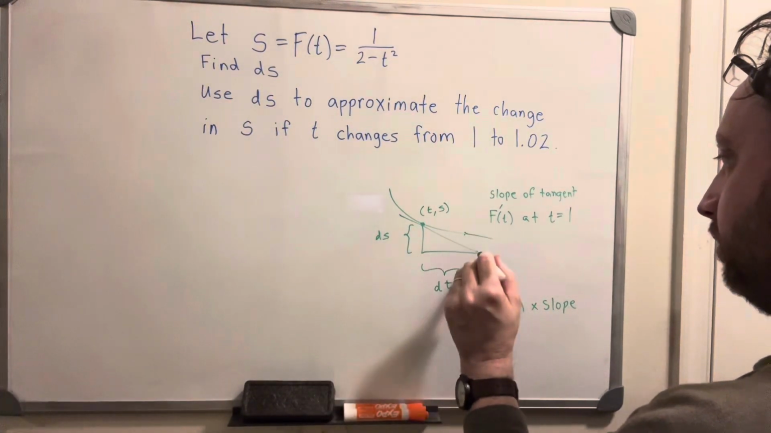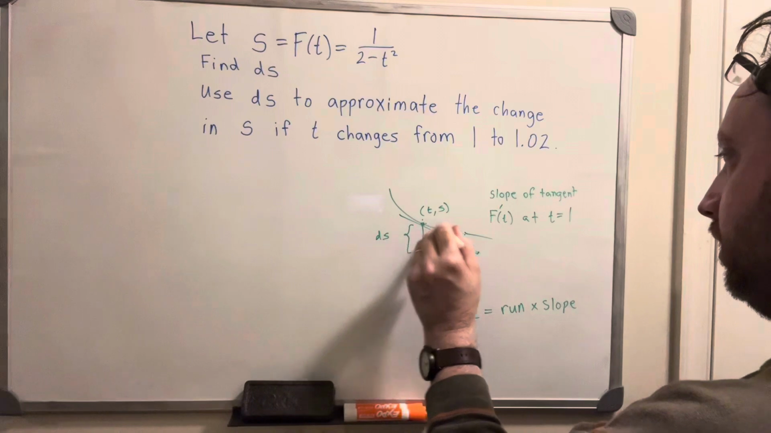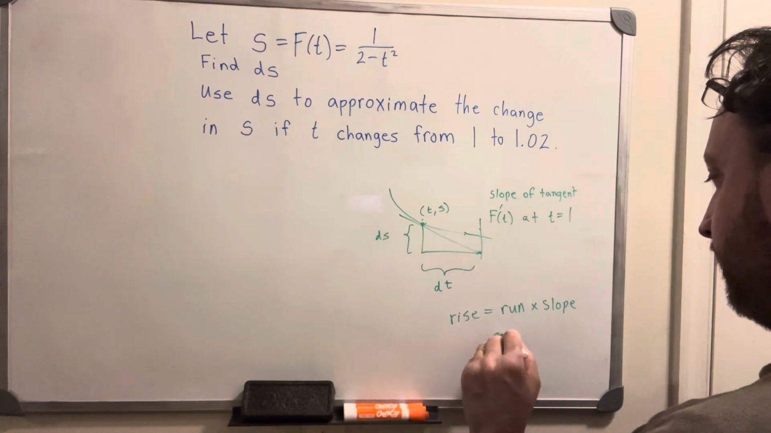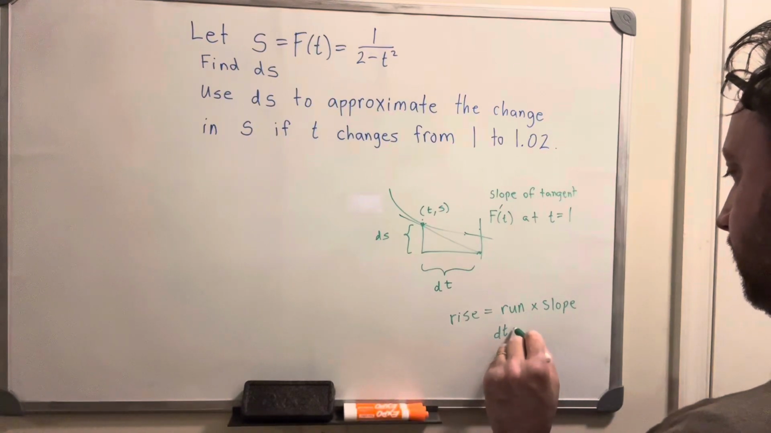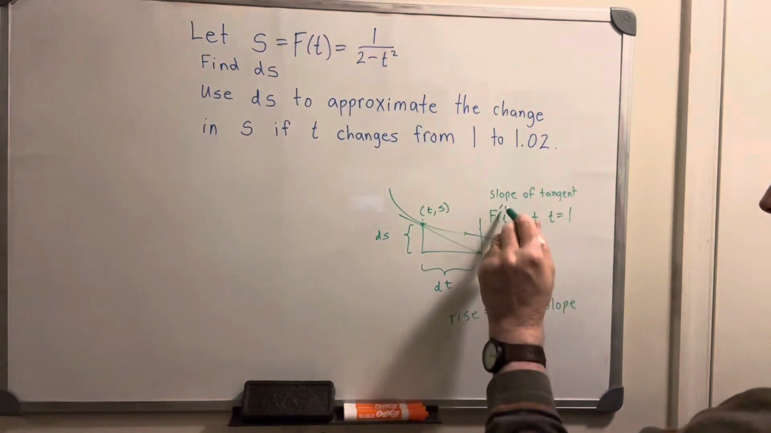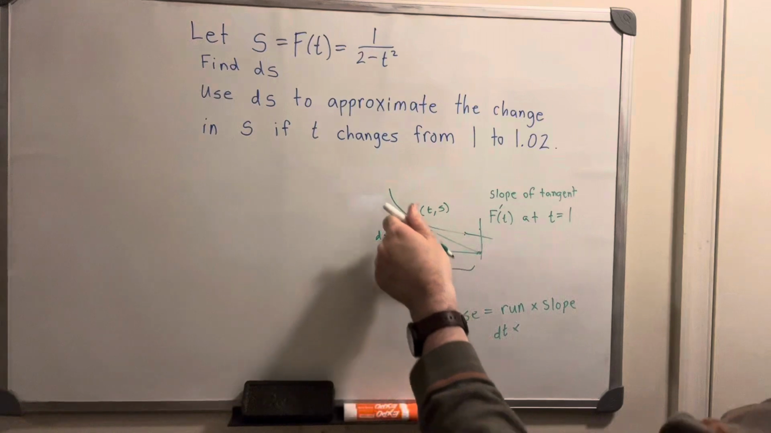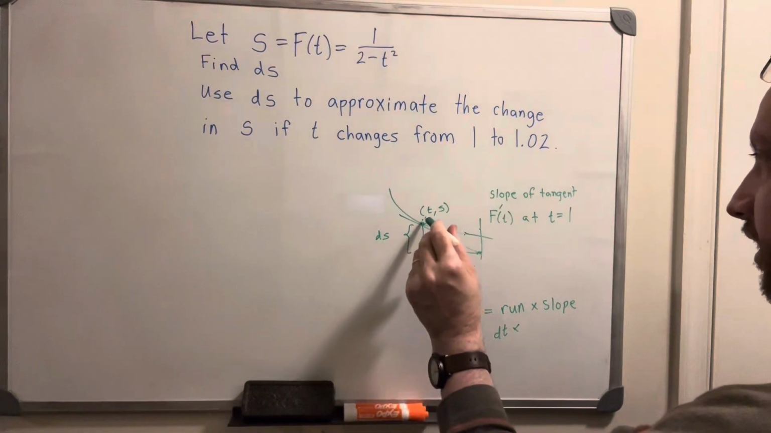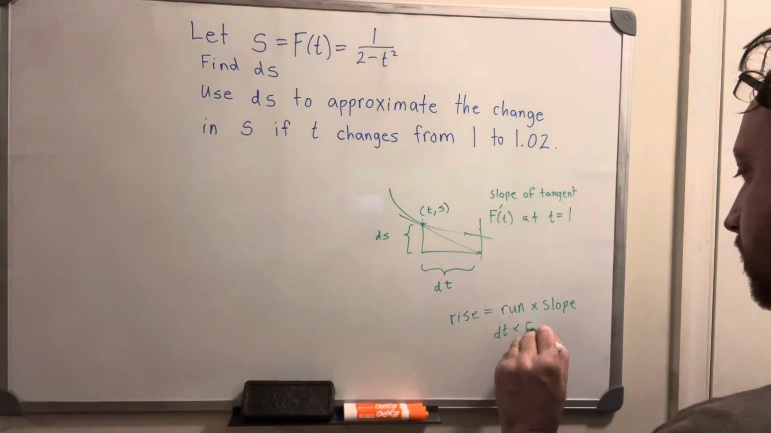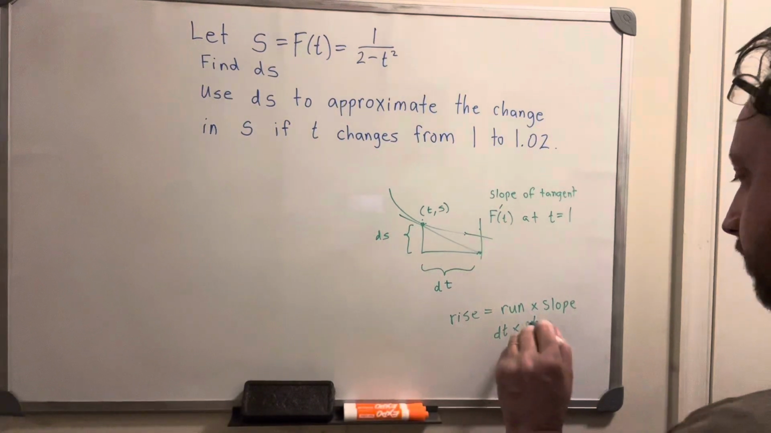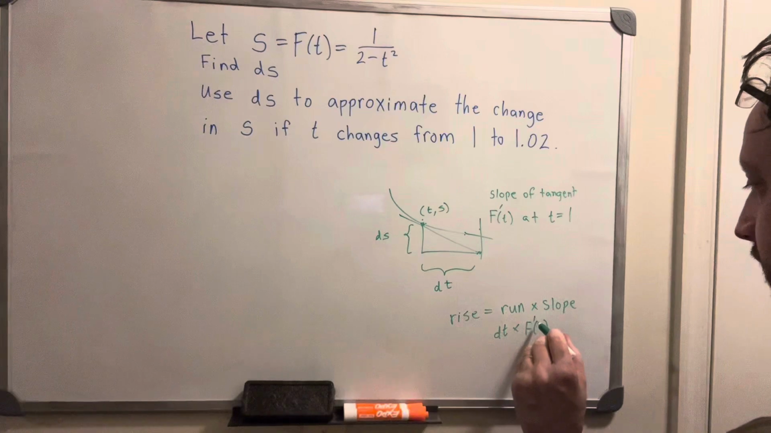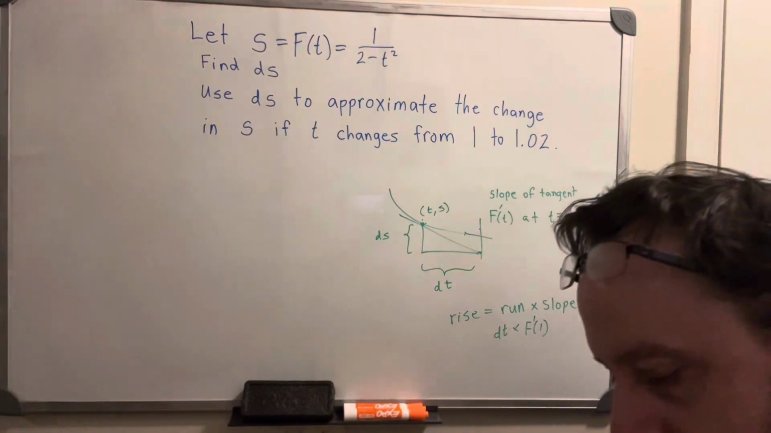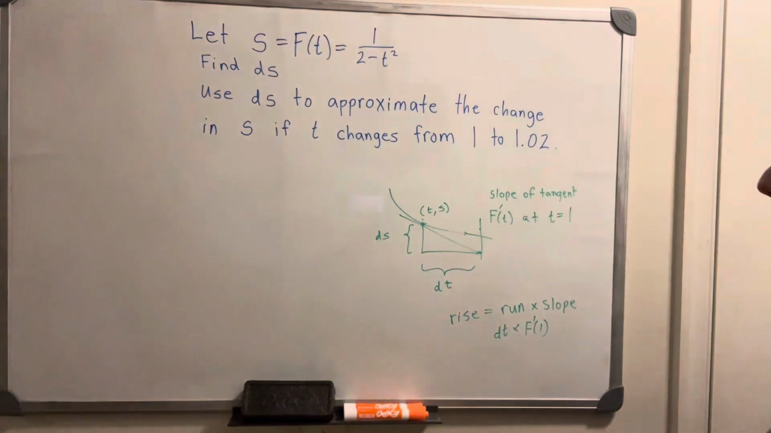Let's say we're talking about getting from here to here. That would be our dt times our slope. The slope is the slope of the tangent line, the value of the derivative at t equals 1. The value of the derivative f prime of t at t equals 1. So go ahead and pause the video if you want to.